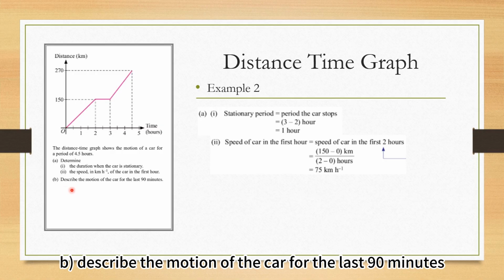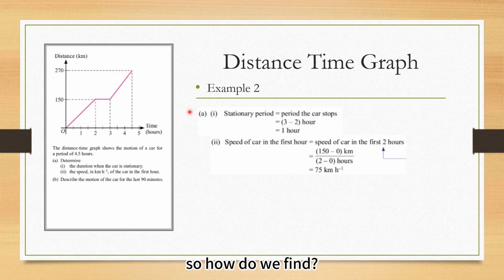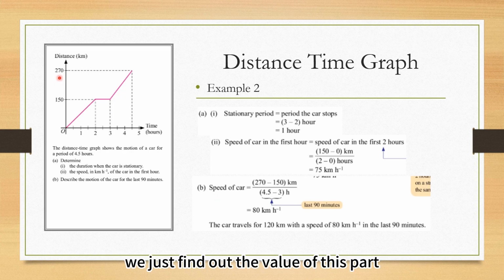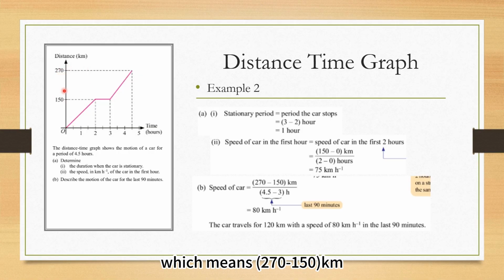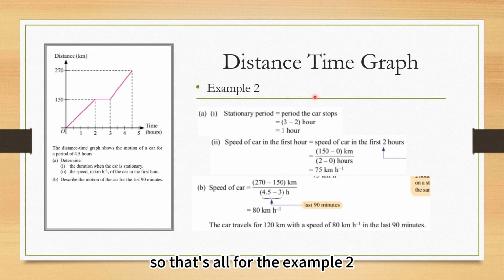B. Describe the motion of the car for the last 90 minutes. We need to find out the gradient of the last 90 minutes. So how do we find it? We need to find the speed of the car, right? We just find the value of this part, which means 270 km minus 150 km, divided by 90 minutes, which means 1.5 hours. So we get 80 km per hour. So the conclusion is the car travels 120 km with a speed of 80 km per hour in the last 90 minutes. So that's all for example 2.